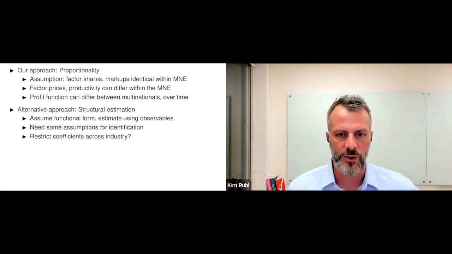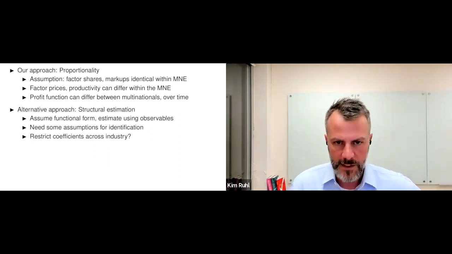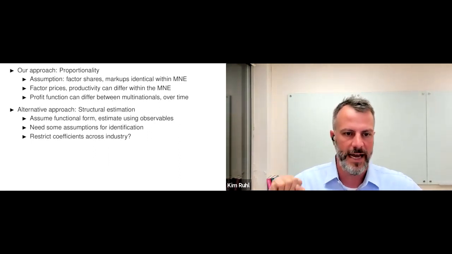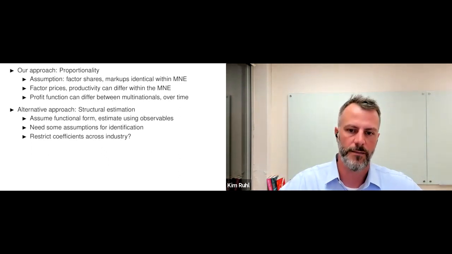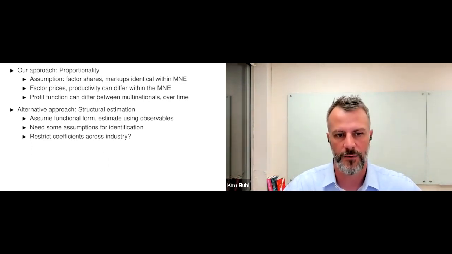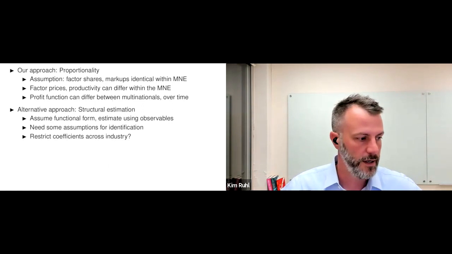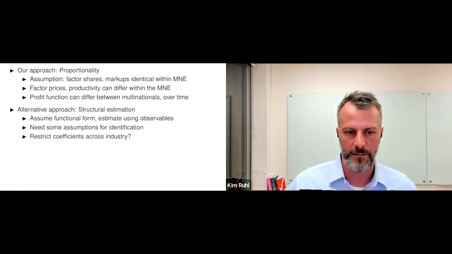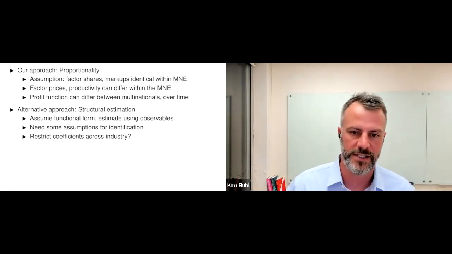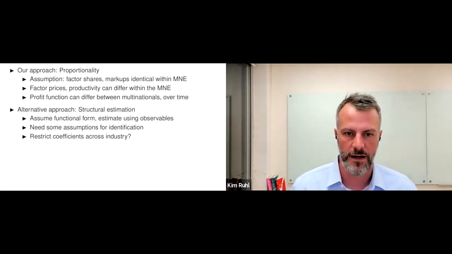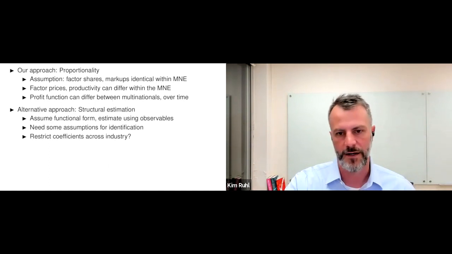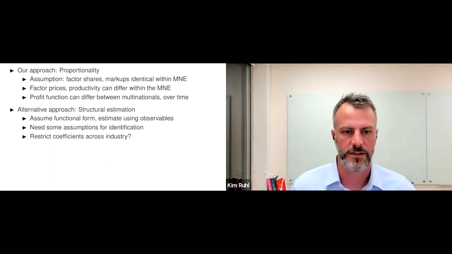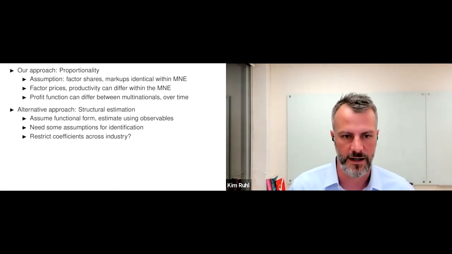An alternative approach, which we've explored a bit, would be something more structural. So now it's assuming a functional form and then trying to estimate a profit function using observables. Again, you're going to need some assumptions for identification. Something like maybe restricting coefficients across industries. That kind of comes with its own set of issues, but that might be another way to go about doing this. Certainly a more data intensive way to do it.